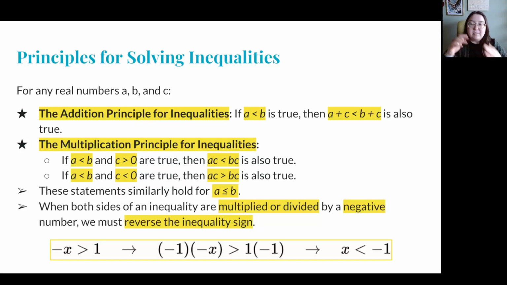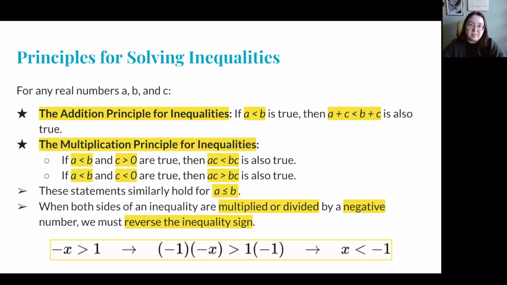So for an example, if we have negative x greater than 1, we want to get rid of the negative, so we can multiply both sides by negative 1. So we'll have negative 1 times negative x greater than 1 times negative 1. The act of multiplying by a negative number switches that sign. So it does turn into x, but it turns into x less than negative 1, not greater than, which it was before. So that is what you want to keep in mind. Basically, inequalities are solved in the exact same way that equations are solved, except for this one stipulation. If you multiply or divide by a negative number, the sign will flip. That's what you got to remember there.